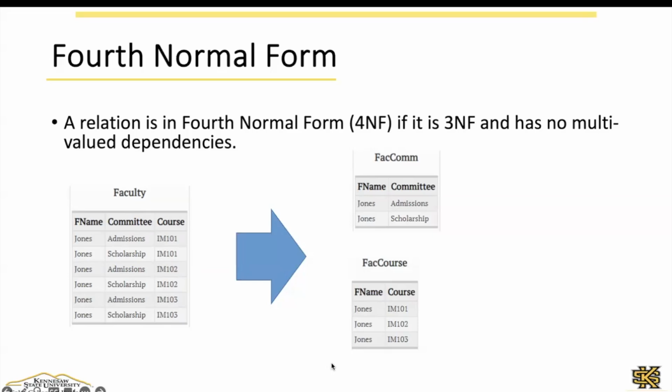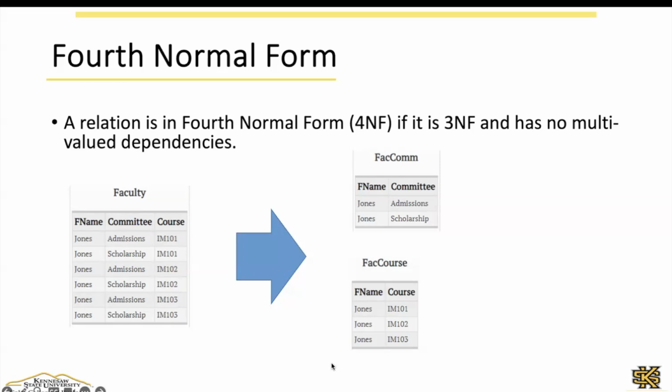Imagine we have a faculty table that includes committee and course assignment for each faculty member. So you can see that the faculty member's name is being repeated. For instance, Jones appeared twice, once as a part of the admission committee and again for the course IM 101. The same faculty member might be part of another committee or be assigned to the same course again. To record all the combinations of the committee, faculty, and the course assignment, we are repeating this data.